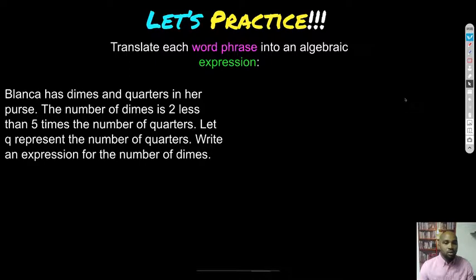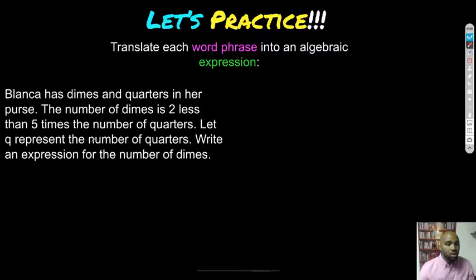All right, and this is a problem I told you we started with, and I think this may be our last problem as we're finishing. Bianca, or Blanca, I don't know if I wrote that wrong, has dimes and quarters in her purse. The number of dimes is 2 less than 5 times the number of quarters. Whoa, what? The number of dimes is 2 less than 5 times a quarter.